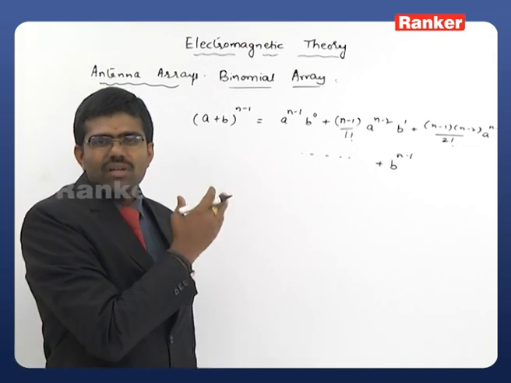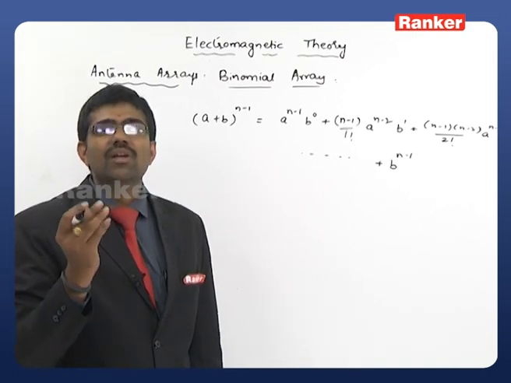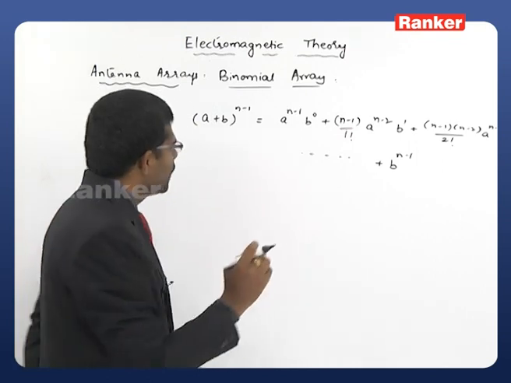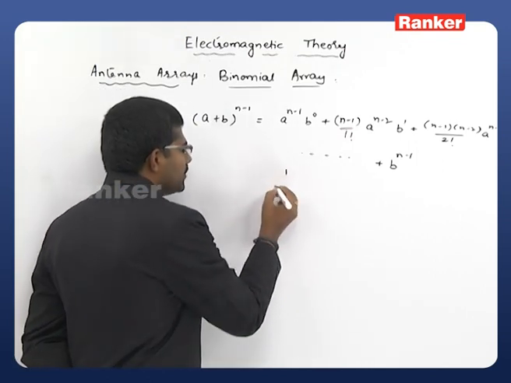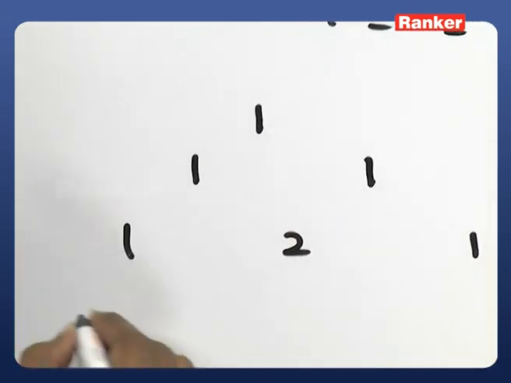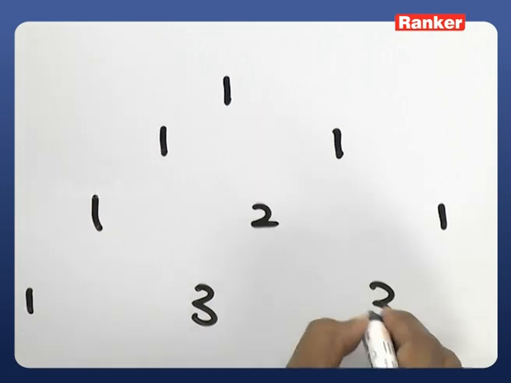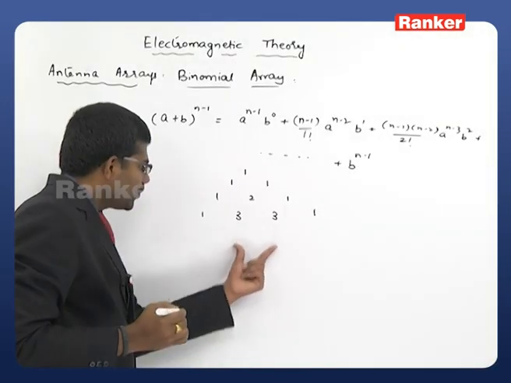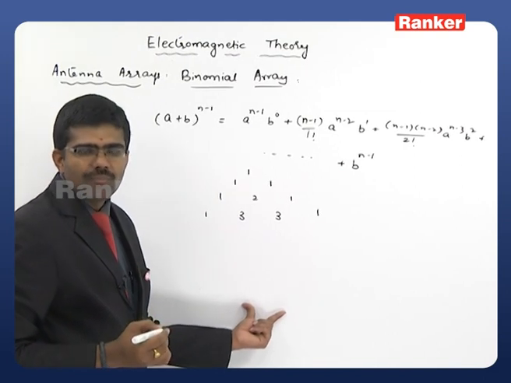So instead of remembering this, you can just remember the Pascal triangle. Using that Pascal triangle you will get the same coefficients. What is the Pascal triangle? 1; 1 1; 1 2 1; 1 3 3 1; and so on. Like that you can write down this Pascal triangle.